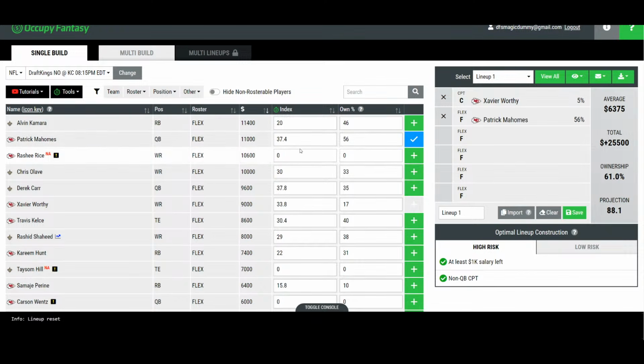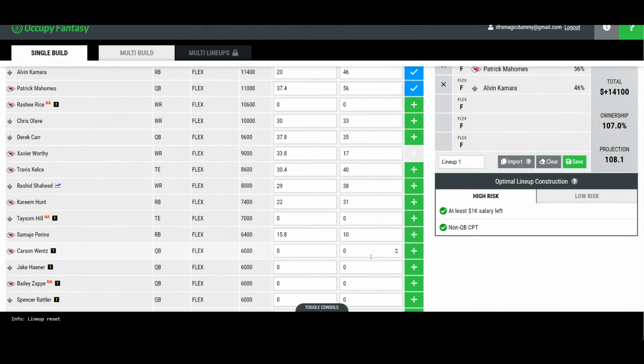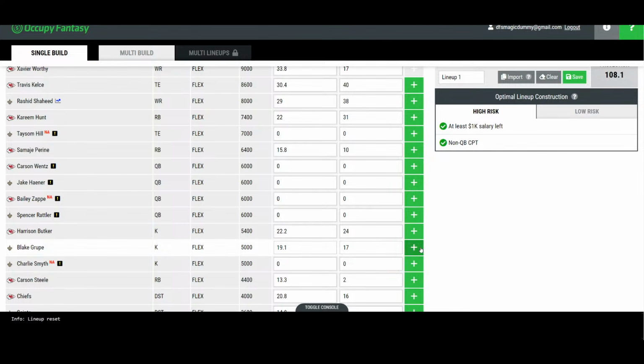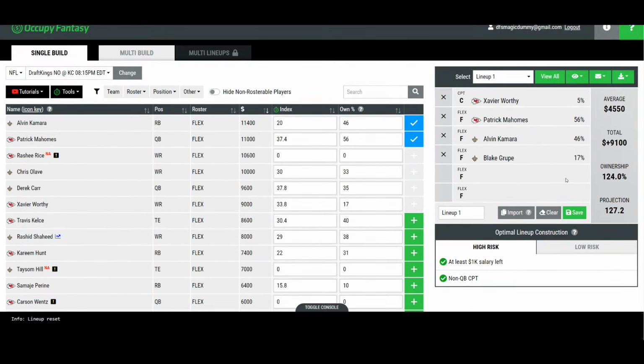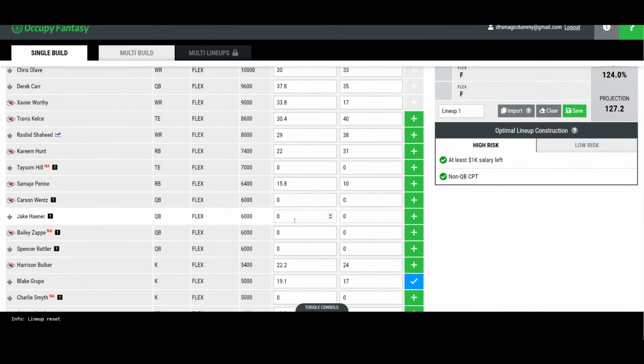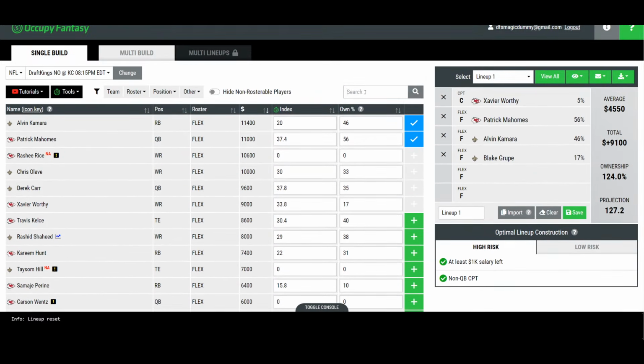Now we could do all sorts of things. We could play Kamara. We could play, let's try his kicker. Again, you don't necessarily have to play a kicker. But now the kicker is our second low-owned option. We could play whoever we want in these final spots. We like Juwan Johnson, remember? We still like him.